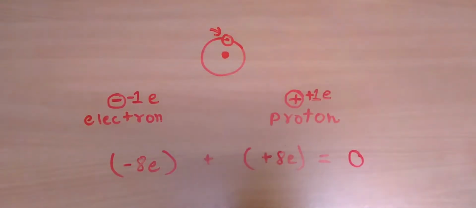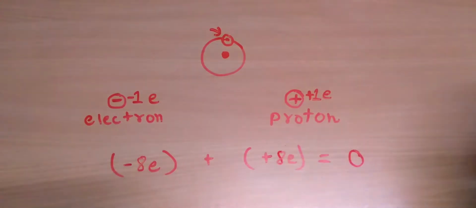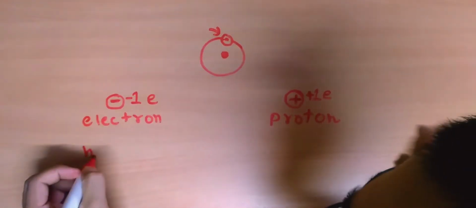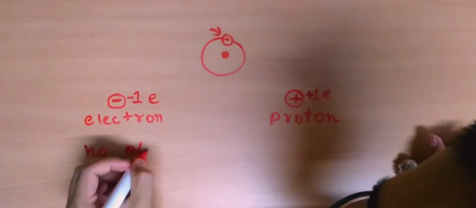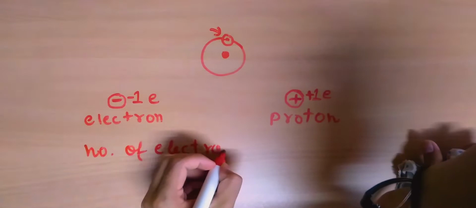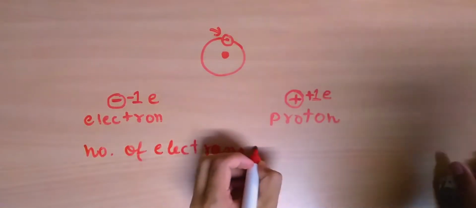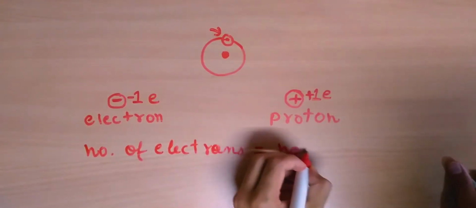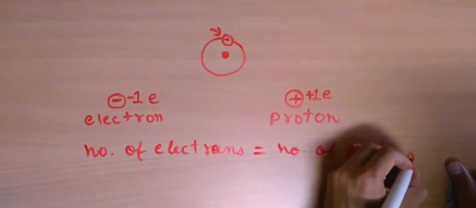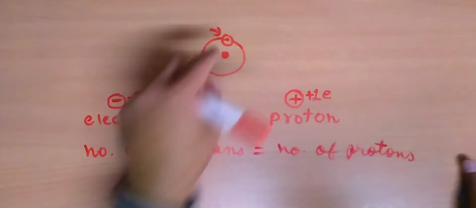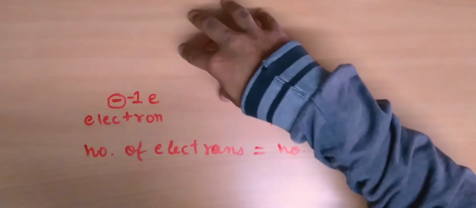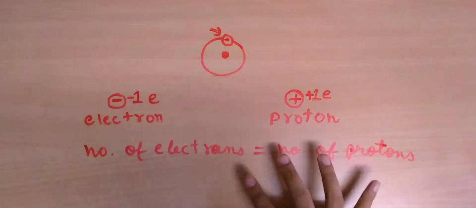So let me quickly write this conclusion here: the number of electrons equals the number of protons. Just keep that in mind for the atom to have net zero charge. So that's the first thing.